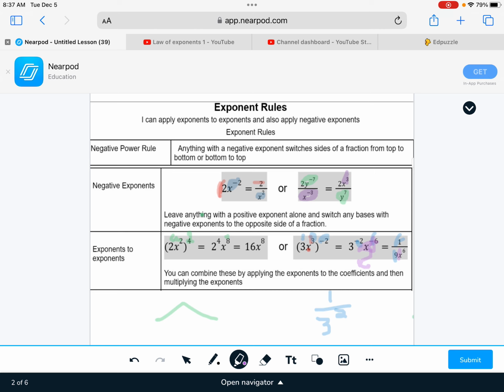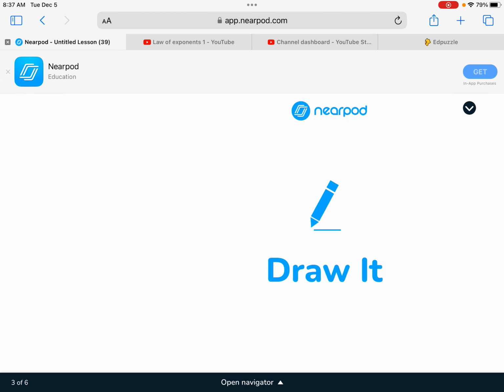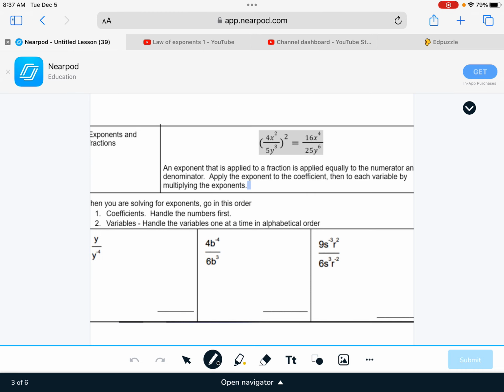That's what that is. What I'm looking for now is for us to use these as we start solving the couple of examples that we have on the bottom of this page. So let's look at, first off, the exponents and fractions. When you have exponents on fractions like this, the exponent gets applied to both the top and the bottom equally, okay?